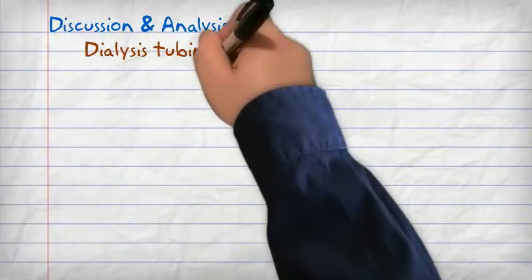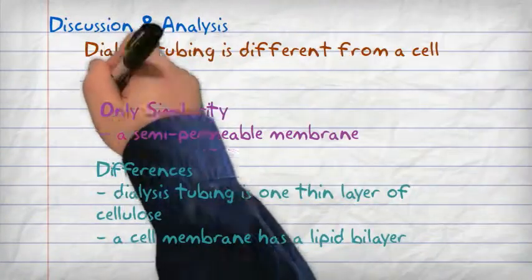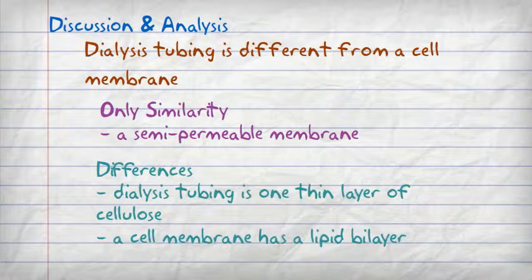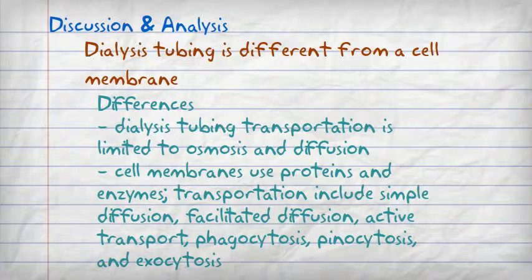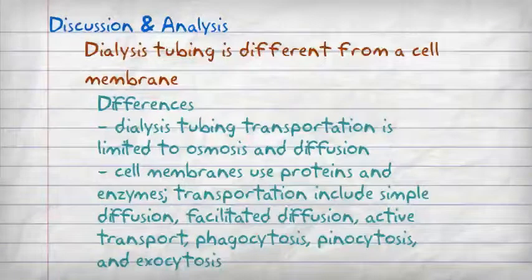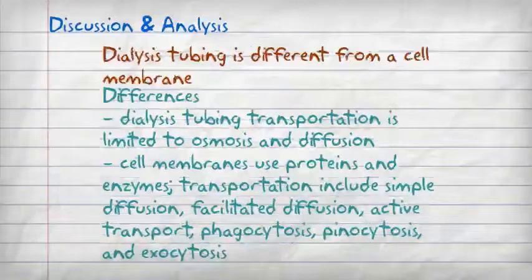Dialysis tubing is different from a cell membrane. Both have a semi-permeable membrane, but dialysis tubing is one thin layer of cellulose. A cell membrane has a lipid bilayer for a membrane. Dialysis tubing transportation is limited to osmosis and diffusion. A cell membrane uses proteins and enzymes. Transportation includes simple diffusion, facilitated diffusion, and phagocytosis.